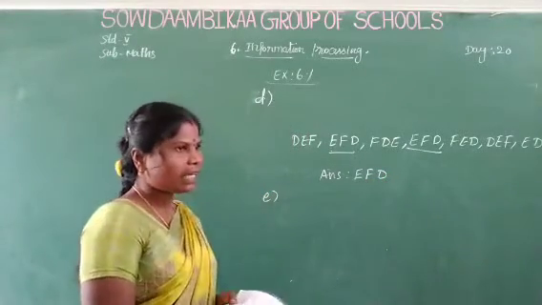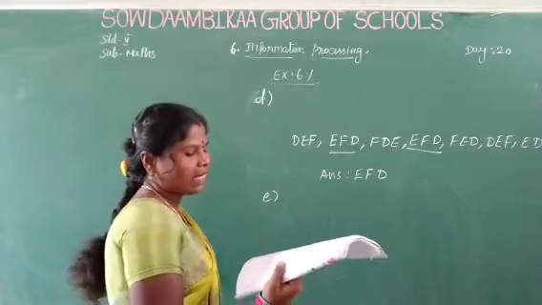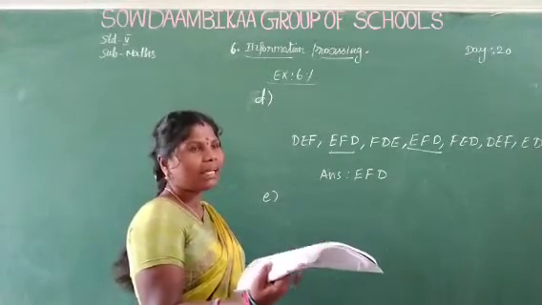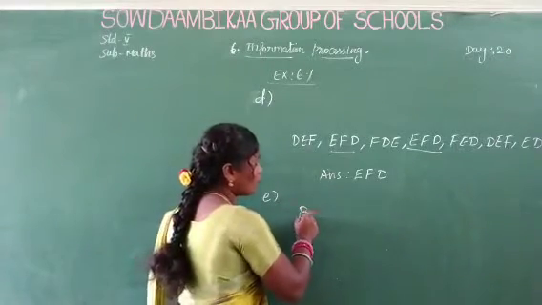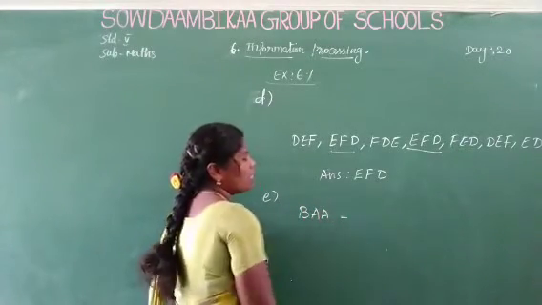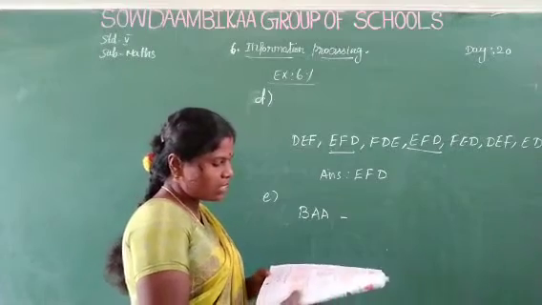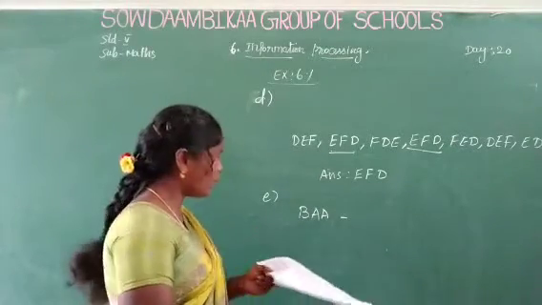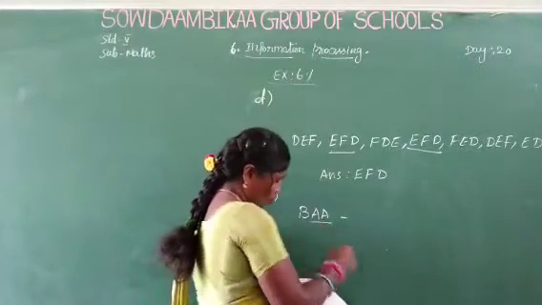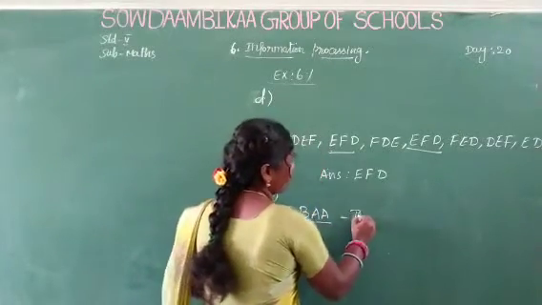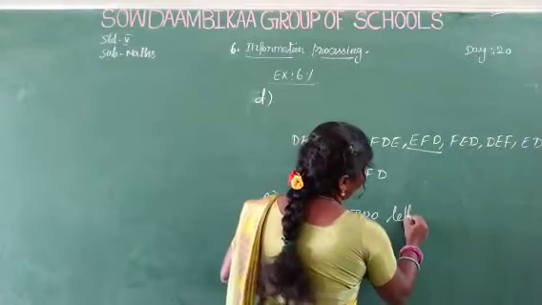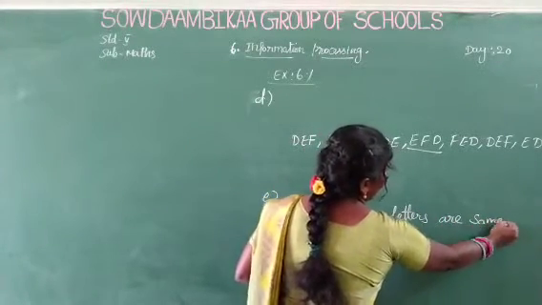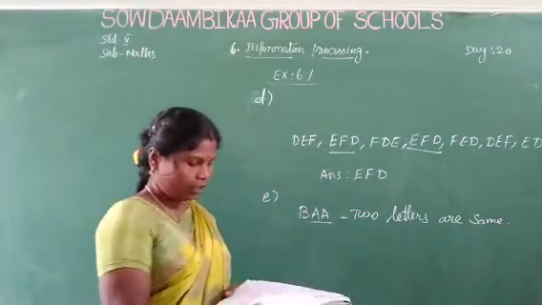Next, E. Can you find the mistake? Explain. A, B, C, A, C, B, B, C, A, C, A, B, C, B, A. The B, A, A is the only one repeated 2 times. Okay, the answer is B, A, A, because the others appear only 1 time. A, B, C is repeated 1 time only, but B, A, A is 2 times. So, 2 letters are the same.